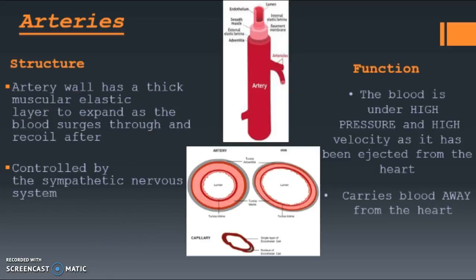And they are controlled by the sympathetic nervous system, and their function is to deliver the blood under high pressure and high velocity as it has been injected from the heart, and it also carries the blood away from the heart. So because of the high pressure that is exerted on these arteries, they have a thick wall of smooth tissue that is covered by a tough outer layer of fibrous connective tissue.